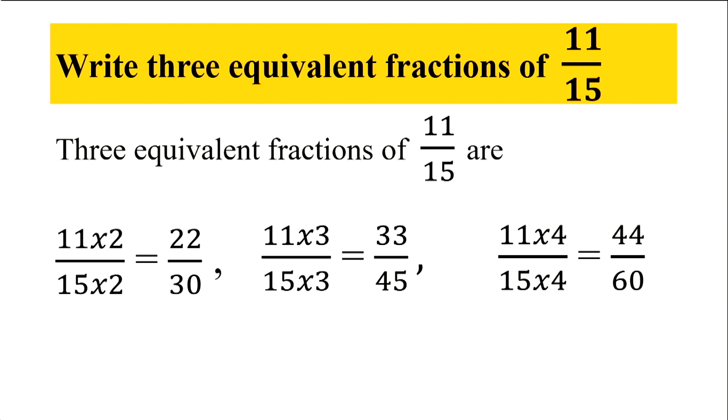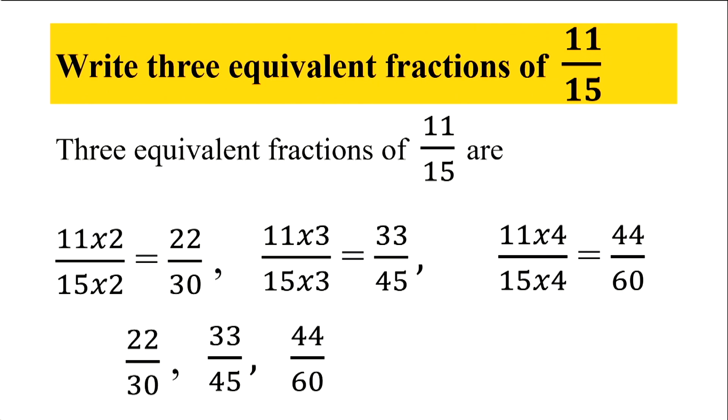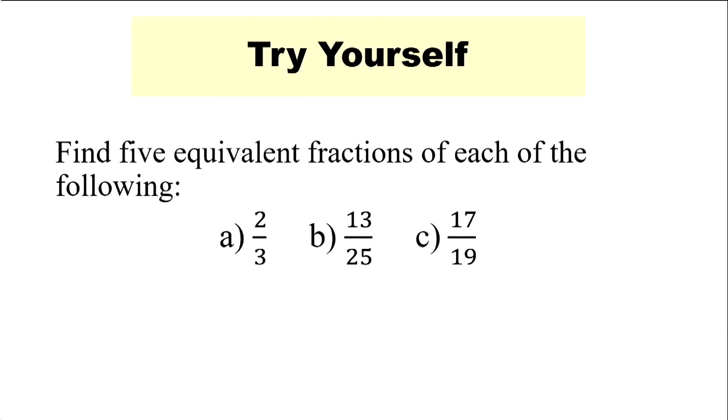Then what next? Yes, you are correct. 11 4s are 44 and 15 4s are 60. Therefore, the equivalent fractions of 11 by 15 are 22 by 30, 33 by 45 and 44 by 60.